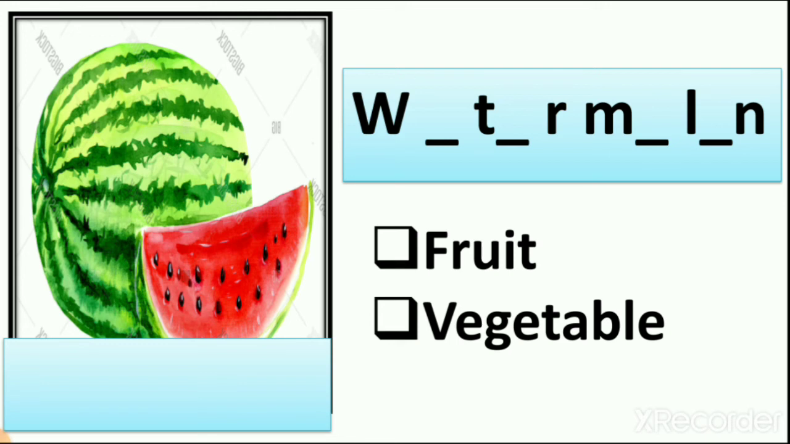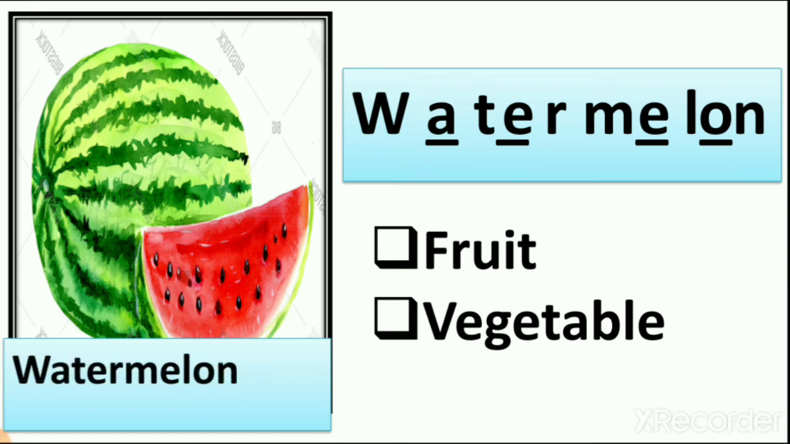W, we have A, T, E, R, M, E, L, O, N. So the spelling of watermelon is W A T E R M E L O N. So here we write the spelling of watermelon.